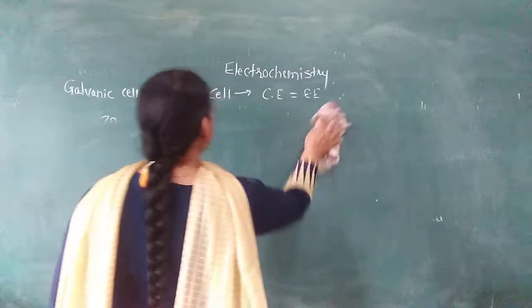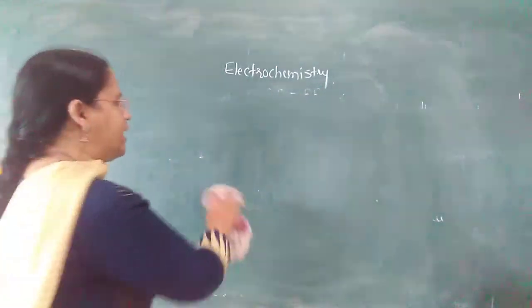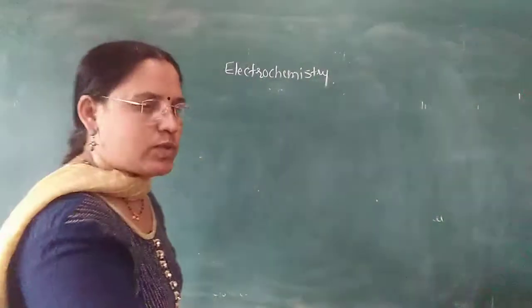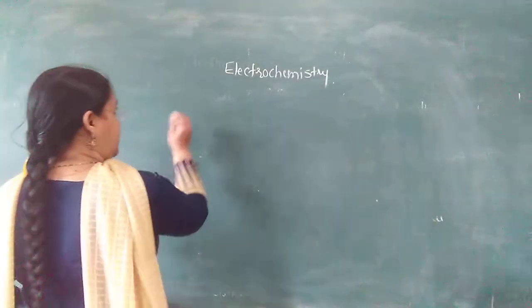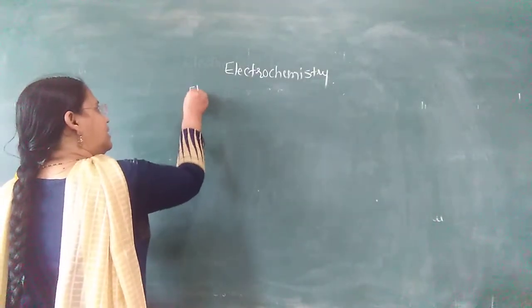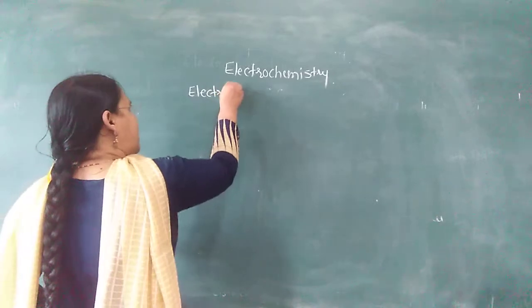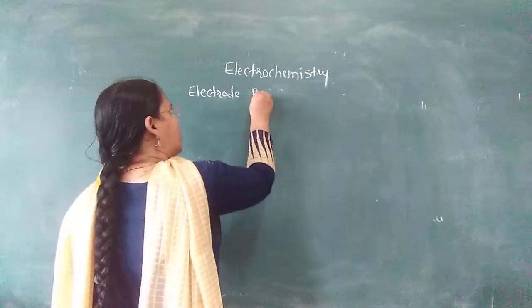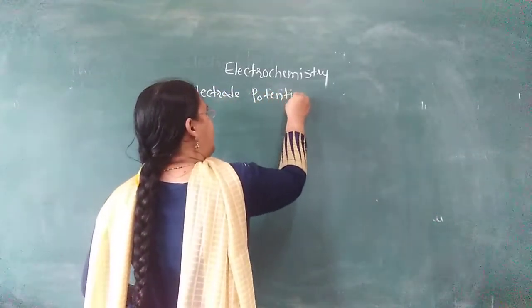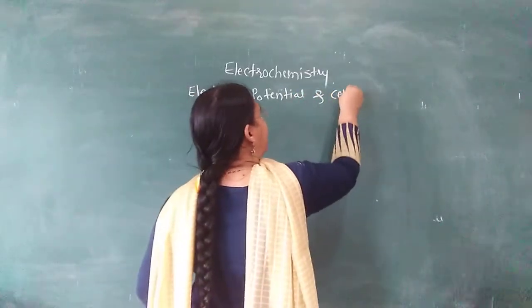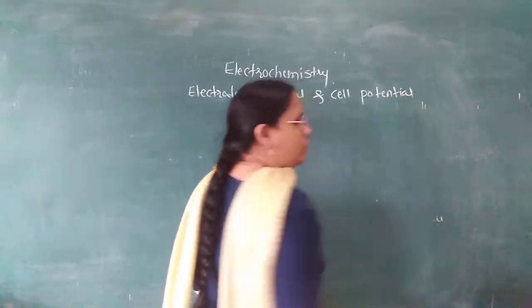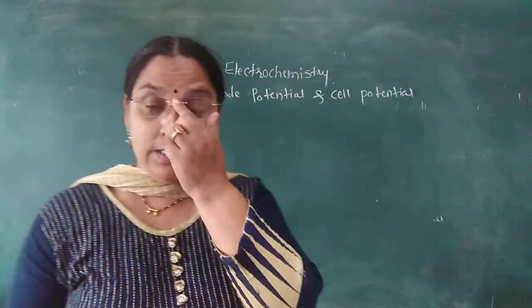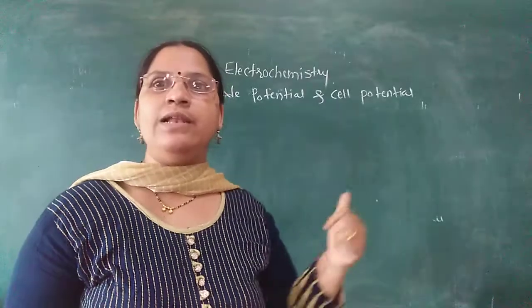Now continue with the next concept from galvanic cell or voltaic cell. After writing the cell reaction, the next concept related to the galvanic cell or voltaic cell is the concept of electrode potential and cell potential. That we will start now.